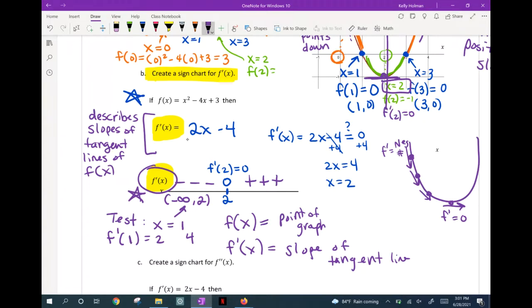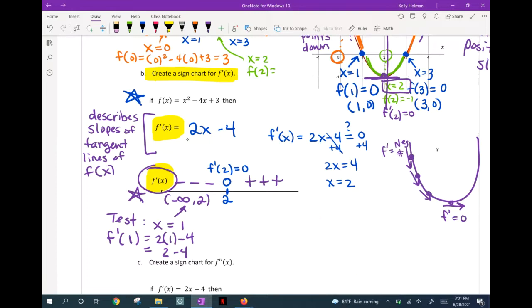Okay, so let's plug in, what did y'all say, 1? Let's input a 1. Okay, 2 times 1 is 2. 2 minus 4 is negative 2. That's what we expected. That's a negative output. So everywhere in that region will be negative, just like our graph said.